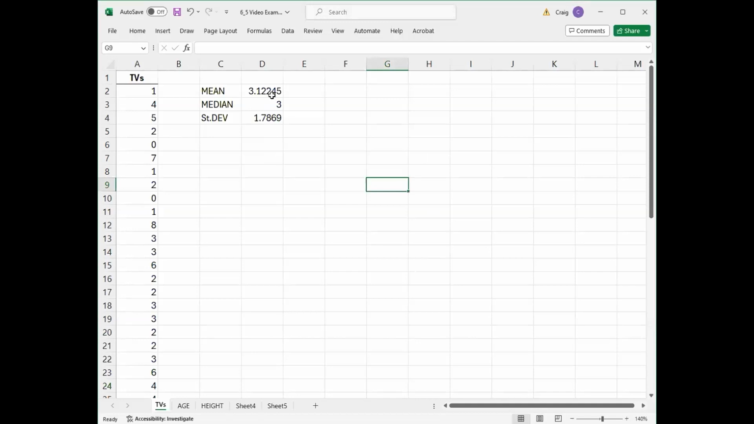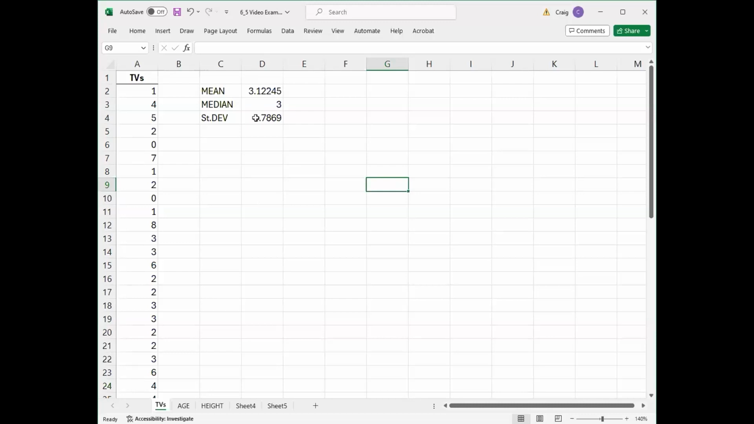But if we look at the mean and the median, 3.1 and 3, I would say that's probably about equal. The mean number of TVs is about 3.1, and the median is 3, so they're about equal to each other. And so what I would probably do here is make a histogram with a bin width about half the standard deviation.